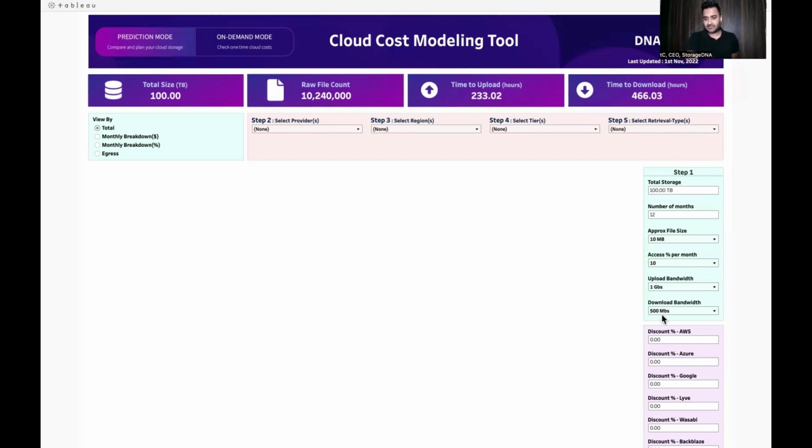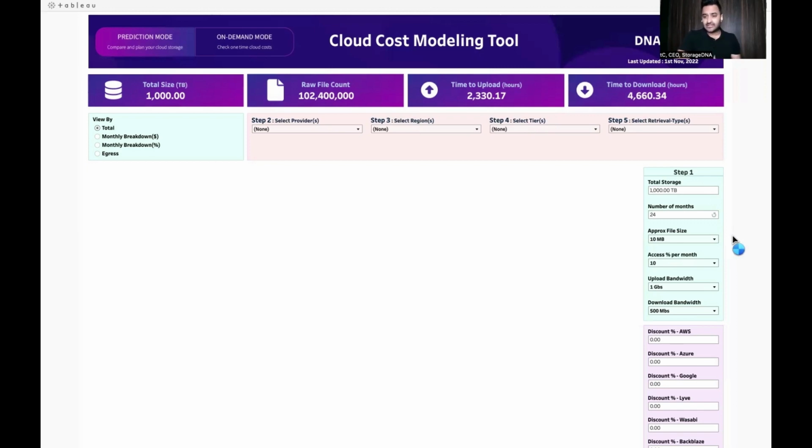So let's look at step one. In this area, you have total storage. In this case, I've plugged in 100 TB. Let's bump that up to about a petabyte. So I can put in about a petabyte. I could say how many months I want to store this data for. And that's one of the things about prediction mode.